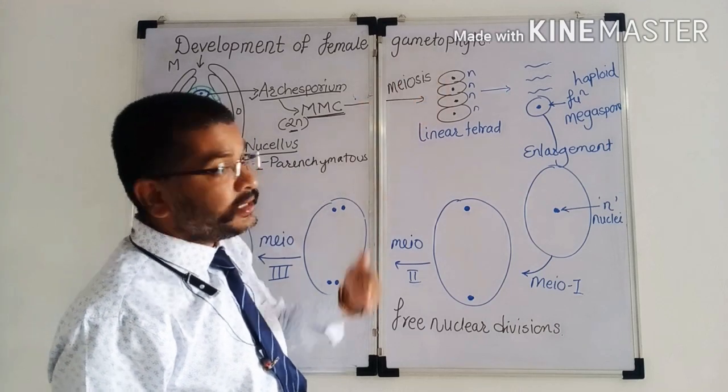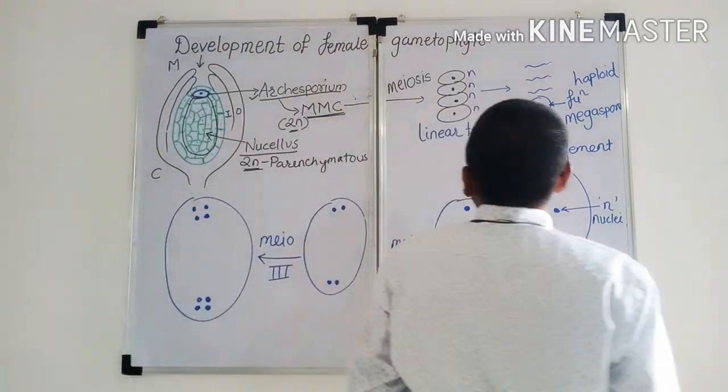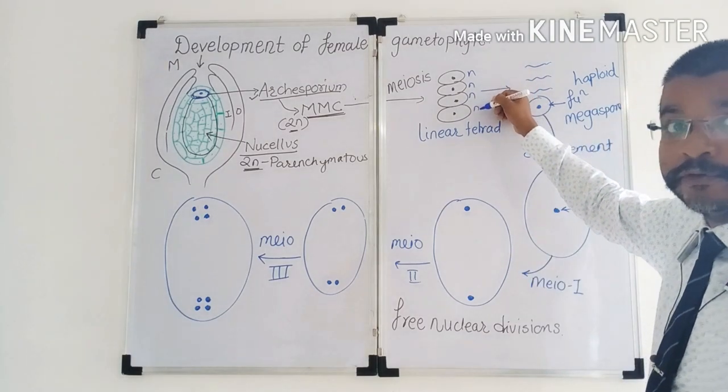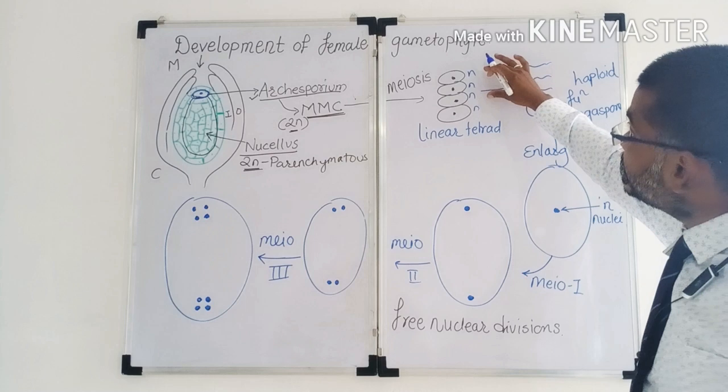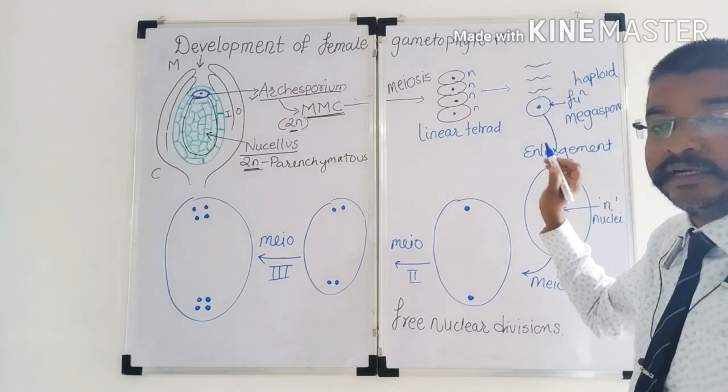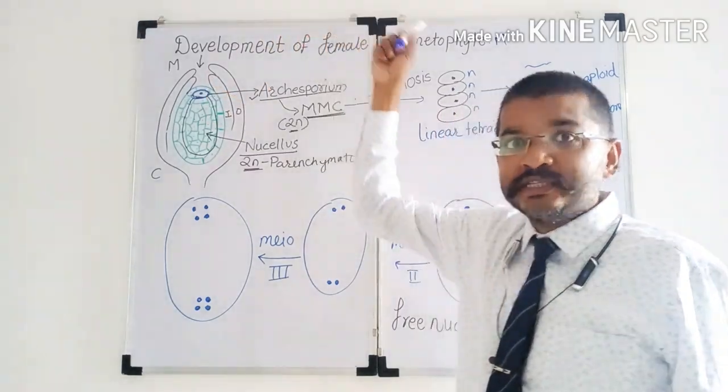Now, the upper 3 megaspores are all haploid. One haploid, second haploid, third and fourth one. The upper 3 megaspores are present towards the micropylar end. Already I told you, the micropyle is towards the upper side.